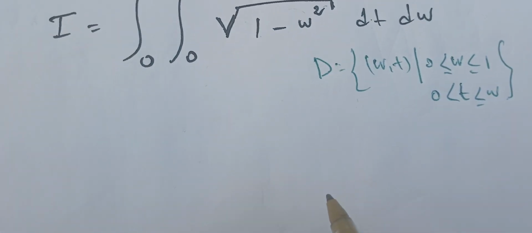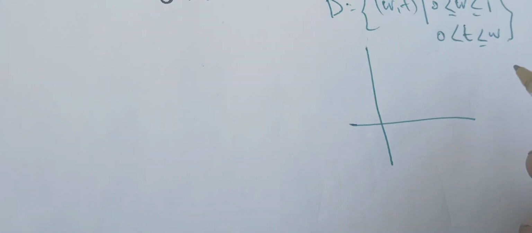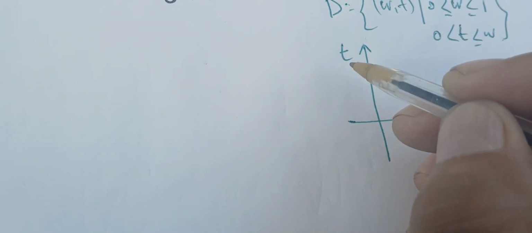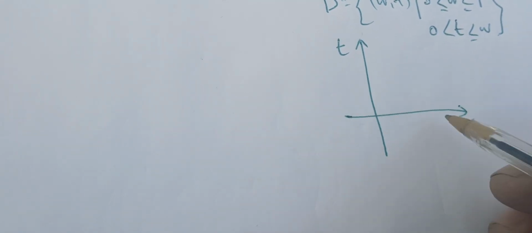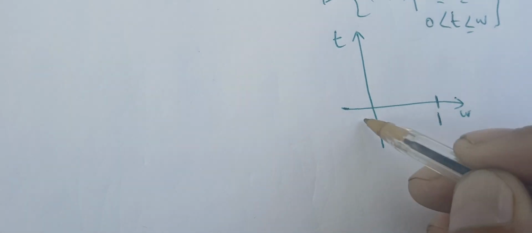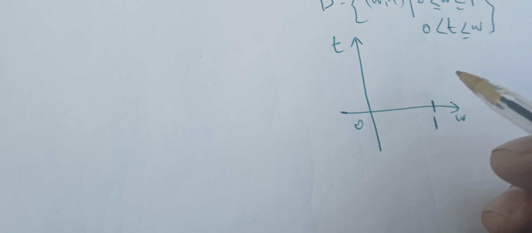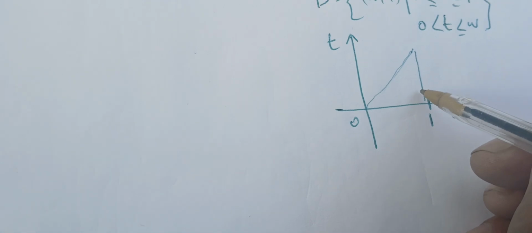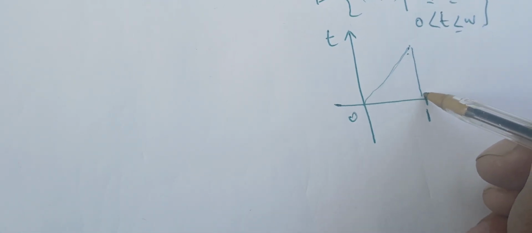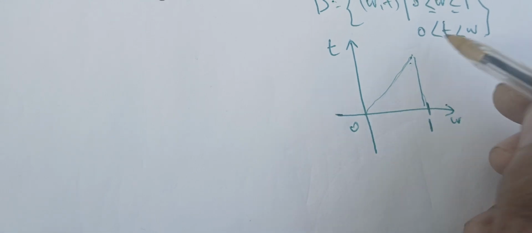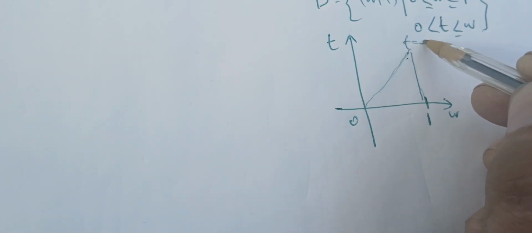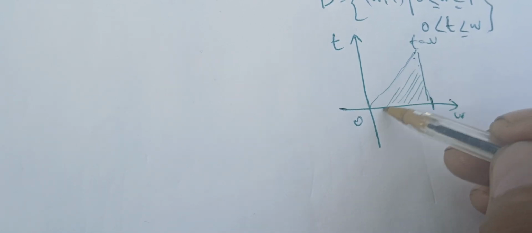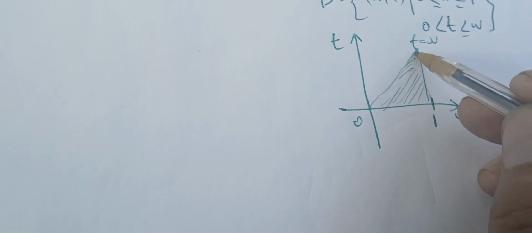We can graph this region here in the omega-t plane. Here omega is between 0 and 1, and t is changing between 0 and omega. So this is the region, because this is the equation t equals omega, so t is always less than omega. That's why we have this region here. So this is the region that we are integrating on.